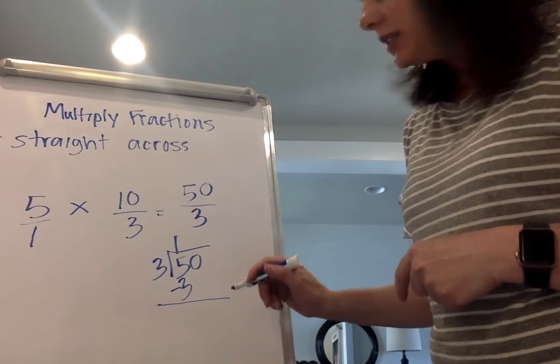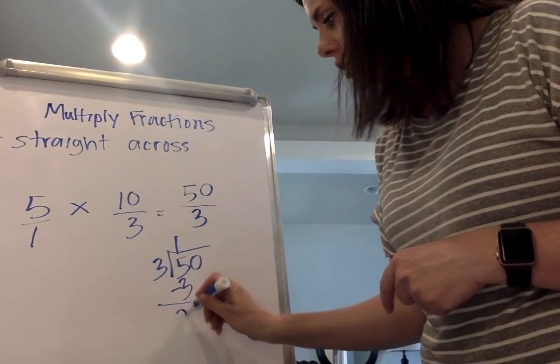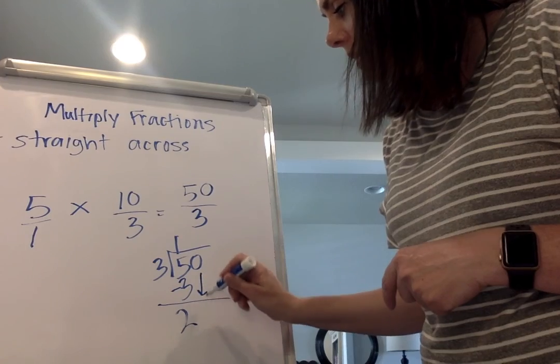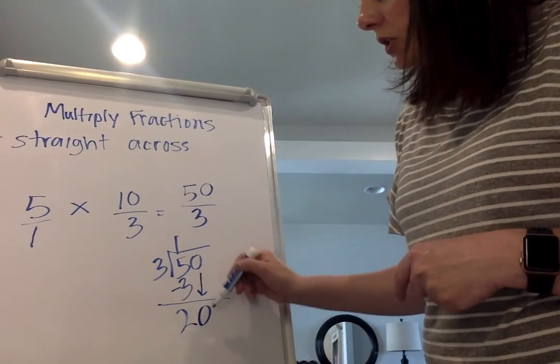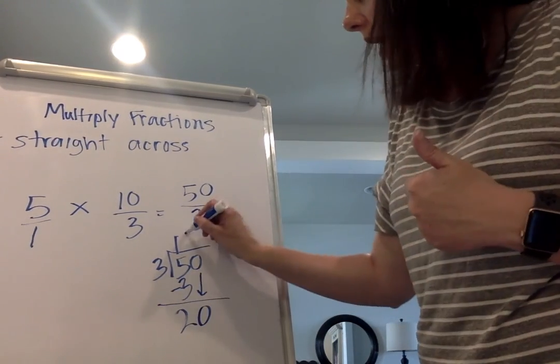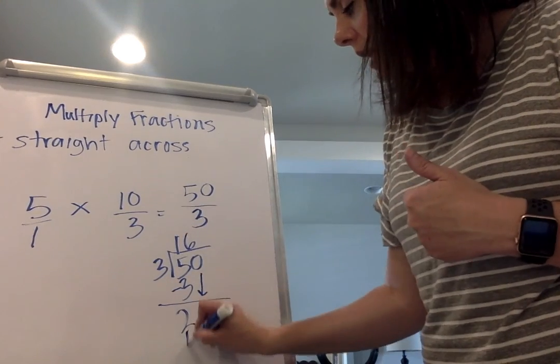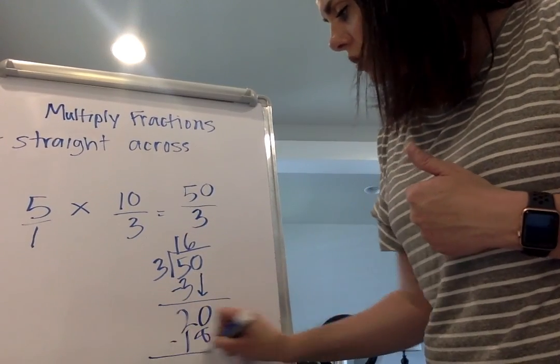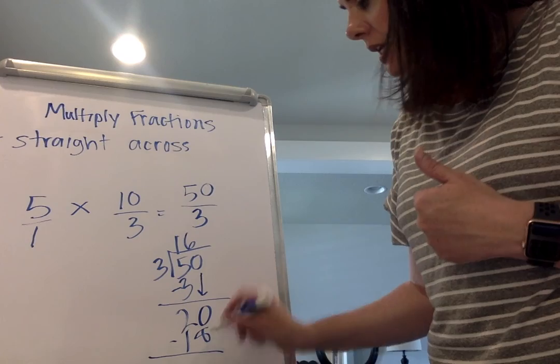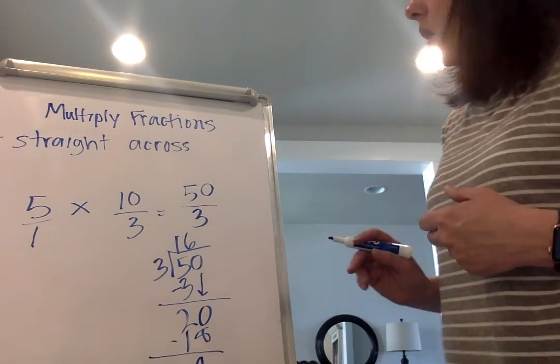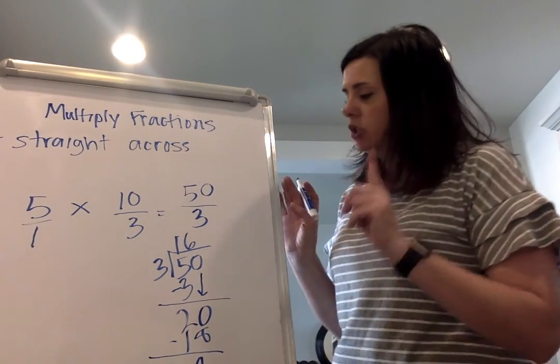Subtract, and bring down. 5 minus 3 is 2. Then I bring down my 0. 3 goes into 20 6 times. 3 times 6 is 18. I subtract 20 minus 18 is 2. Okay, that's okay. I'm gonna take that 2 in just a second.